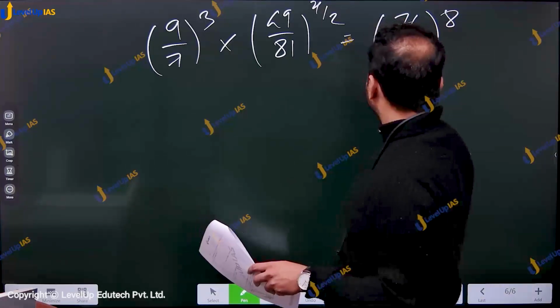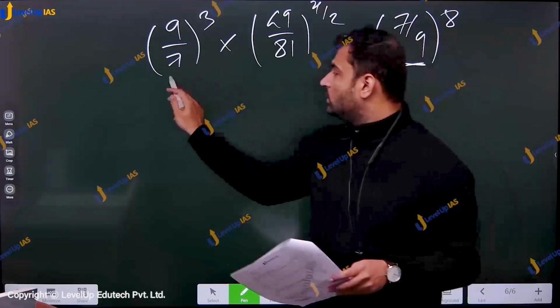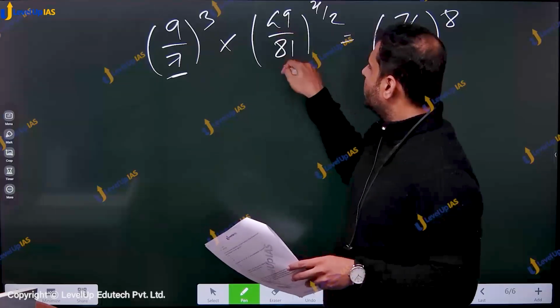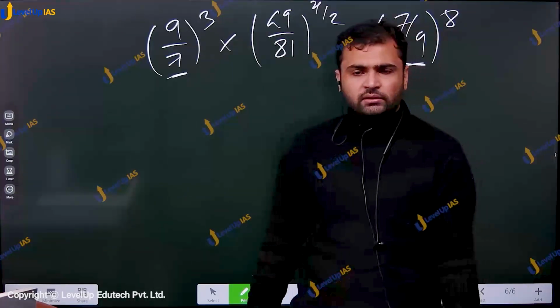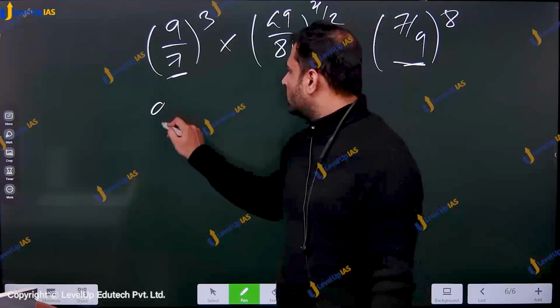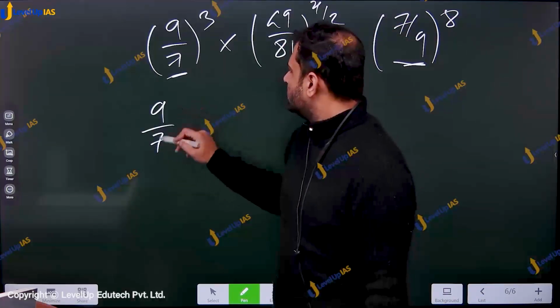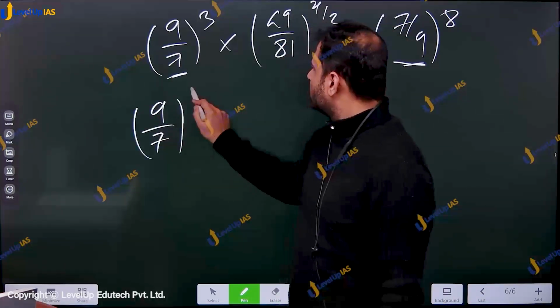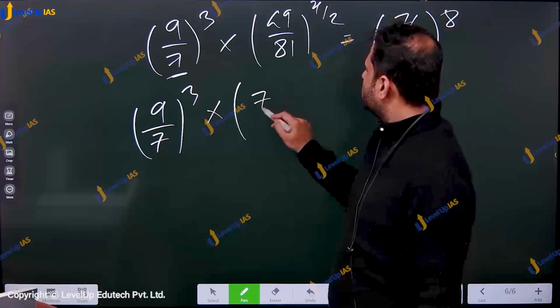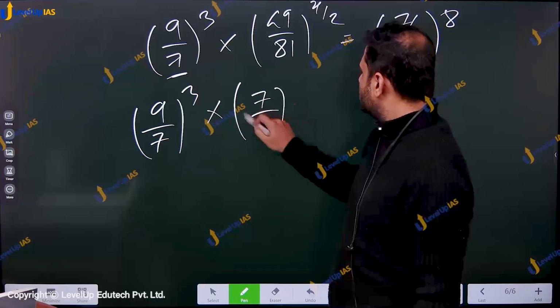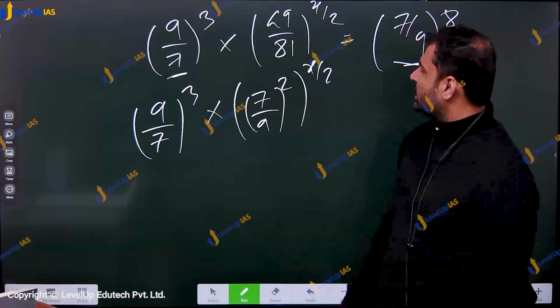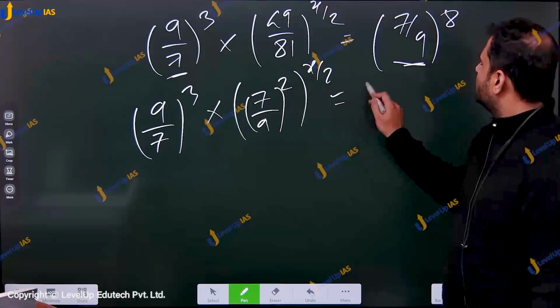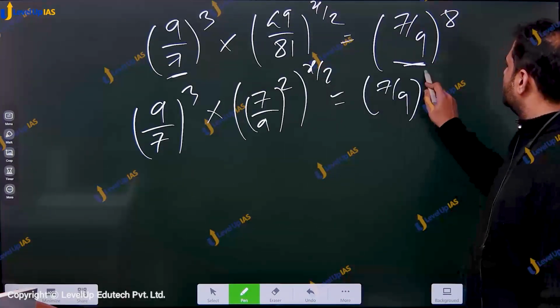See, everything is in here. We have 7 by 9. Here you have 9 and 7. Here we have 49 and 81. So firstly we will need to convert them into 7 and 9. And we can do that simply into, this is 7 by 9 square raised to x by 2, because this is 7 square, this is 9 square, is equal to 7 by 9 raised to 8.